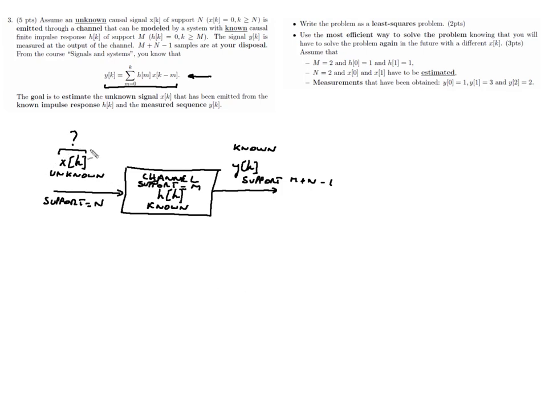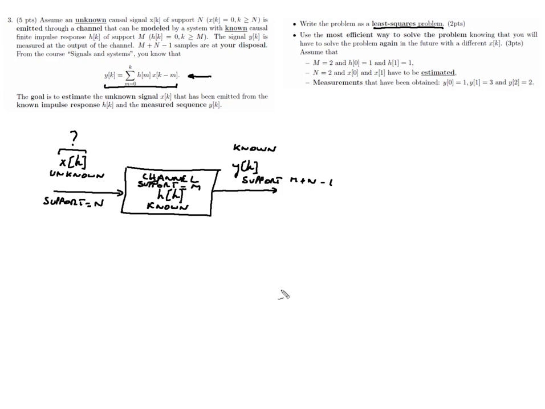You remember that you have to estimate the signal x of k that is unknown, that has been emitted, knowing the channel and knowing the output signal that was measured, right? This is called deconvolution, right? Can you write this as a least squares problem, right?